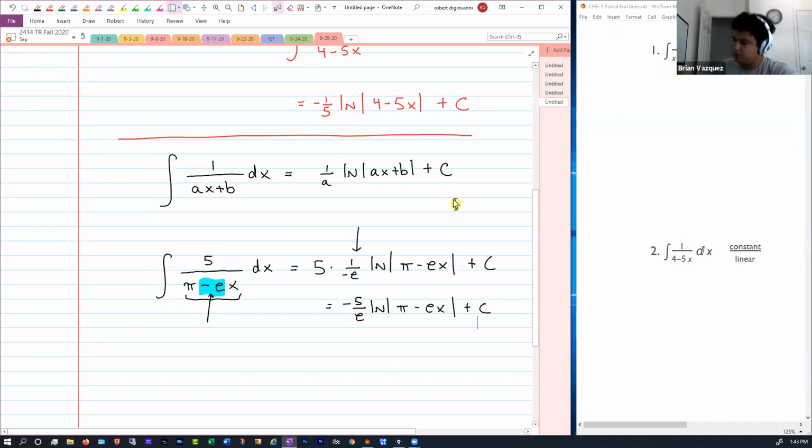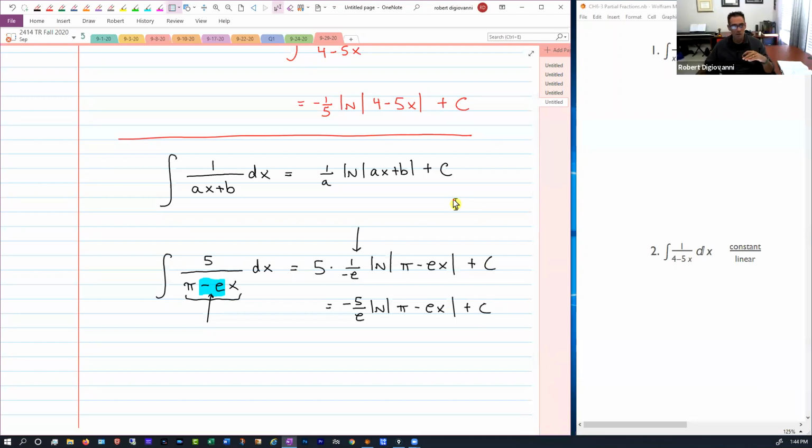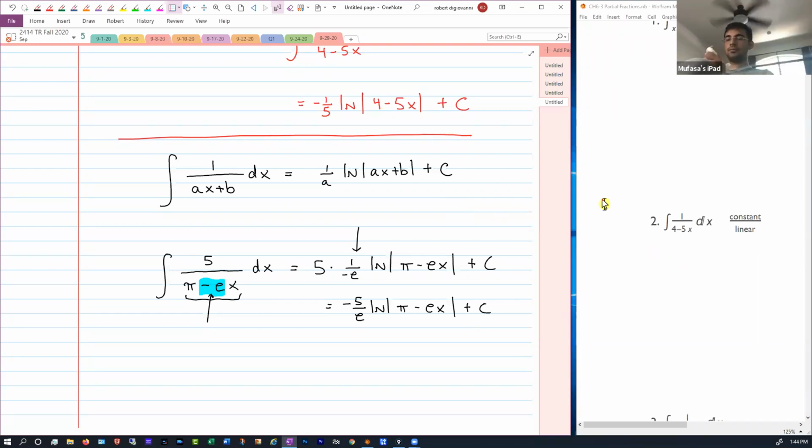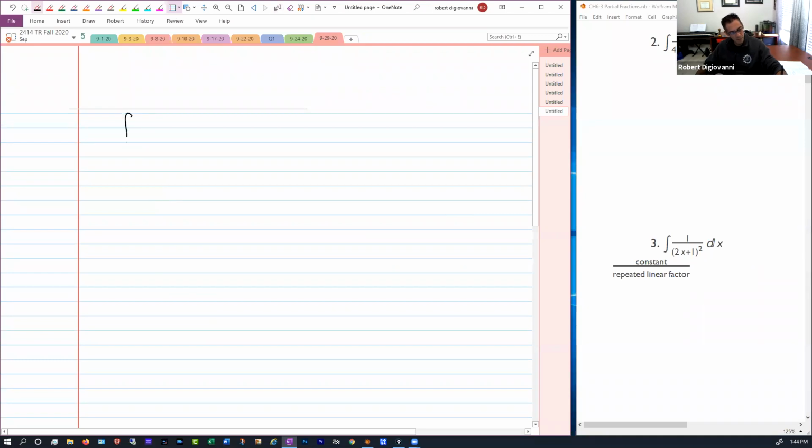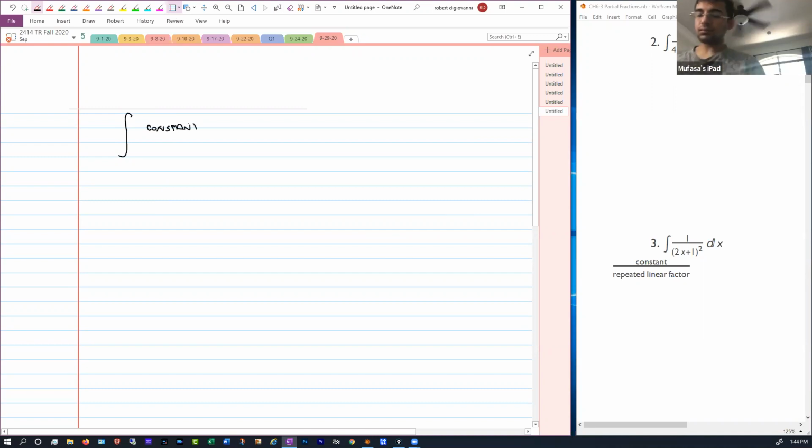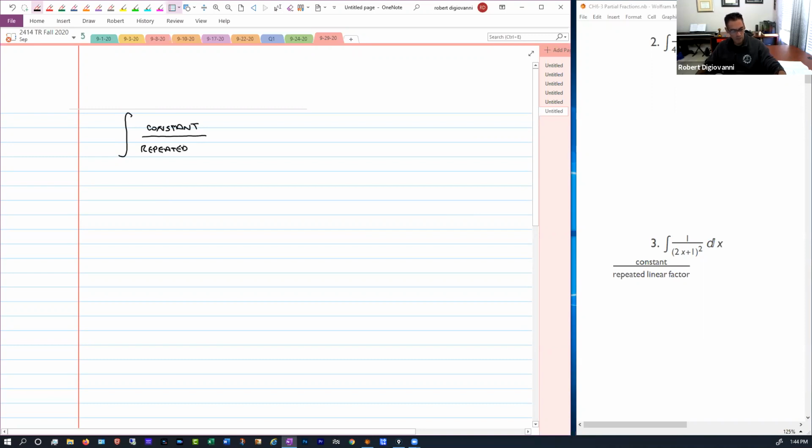Okay, so everyone in here should be able to handle any integral that has a number on top of a linear expression. Agreed? Yes? Okay, let's see what else we can handle. We should also be able to handle anytime we have a constant over a repeated linear factor. We should be able to handle that.